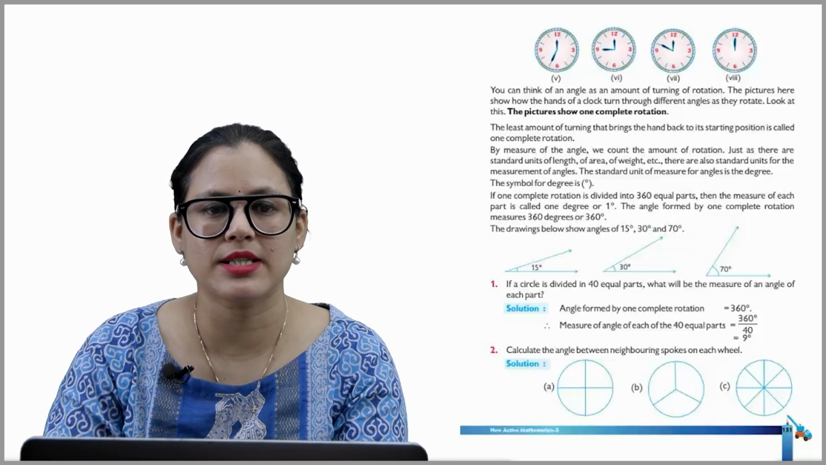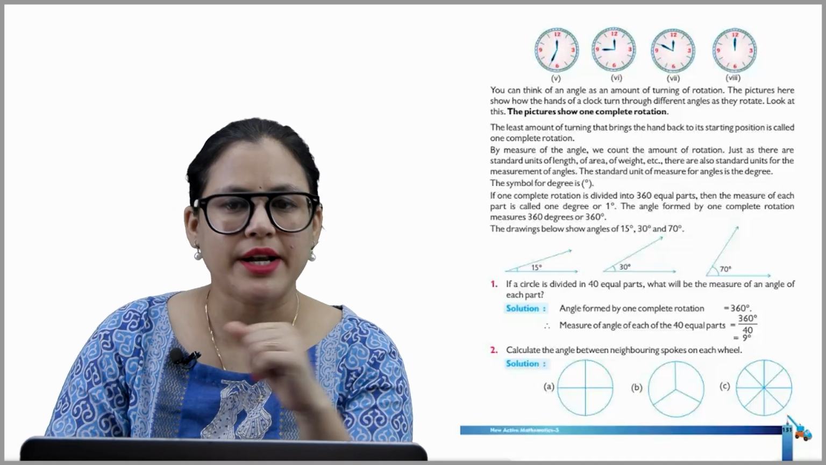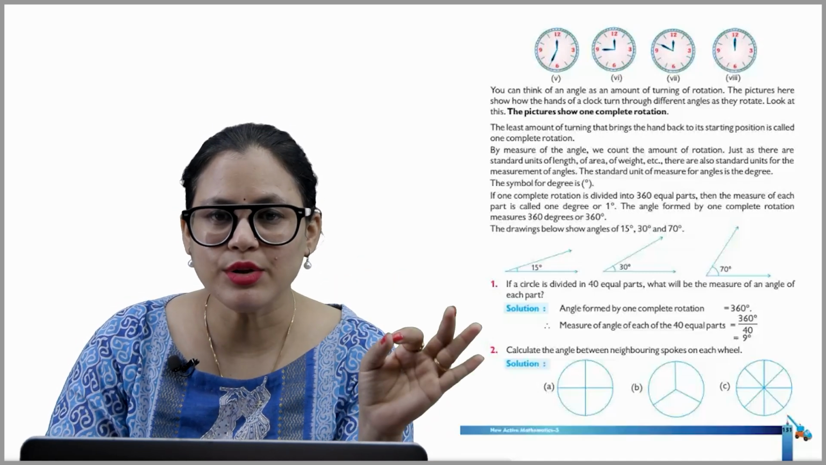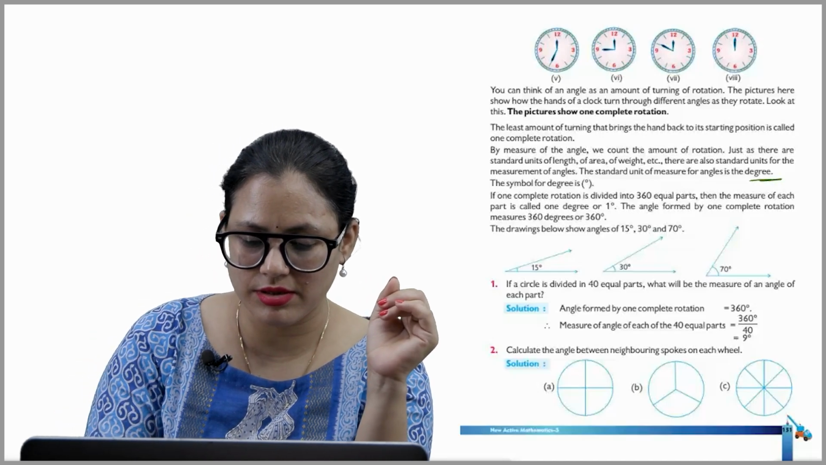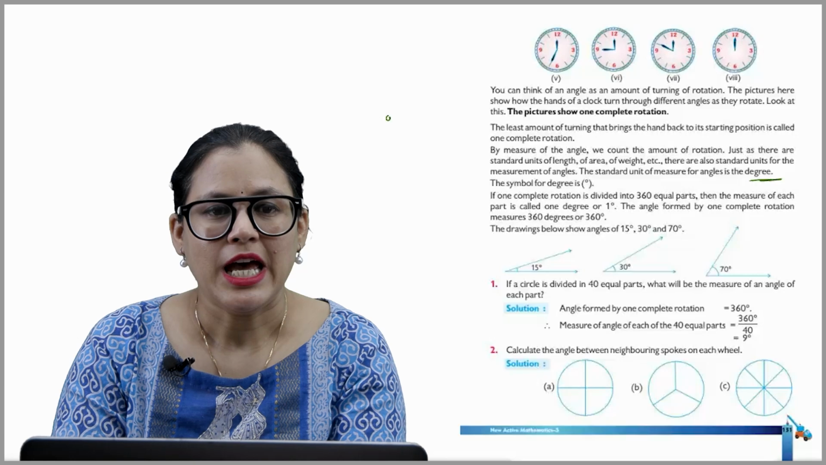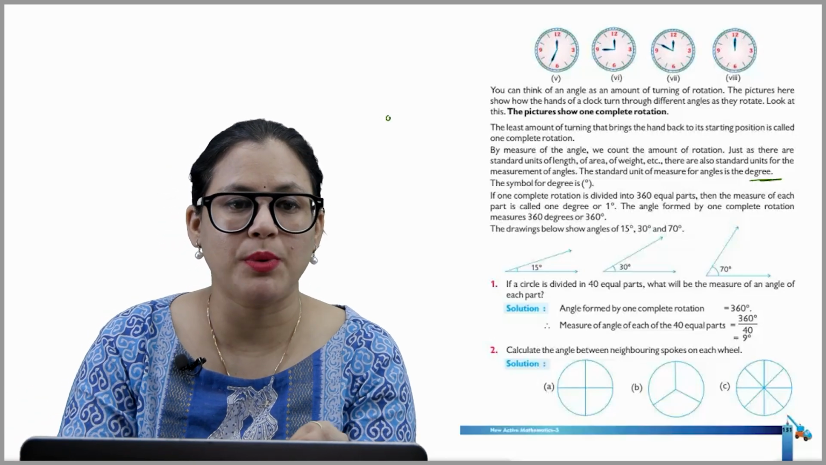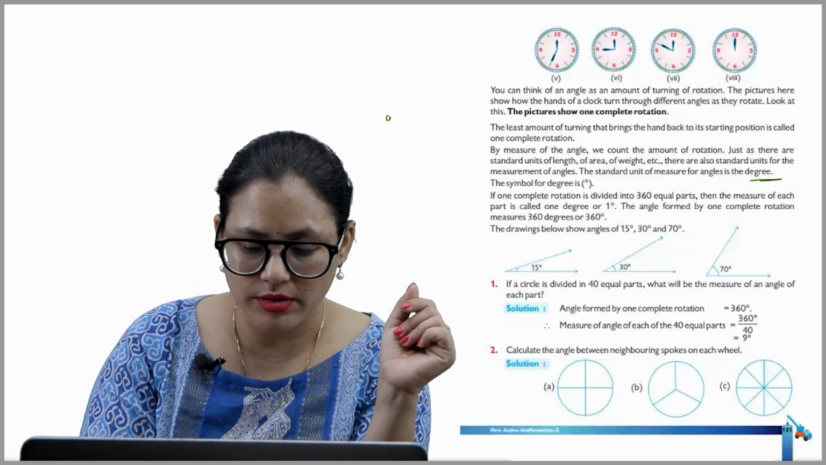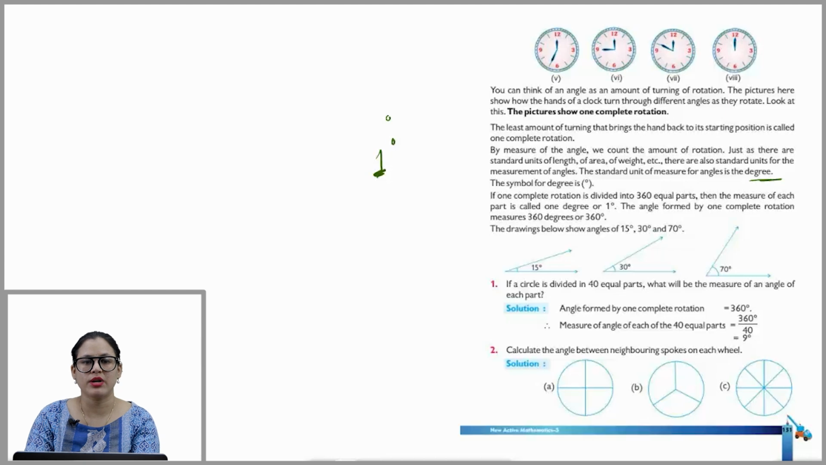Just as there are standard units of length, area, weight, etc., there are also standard units for the measurement of angles. The standard unit of measure for angle is the degree, and the symbol for degree is this. If one complete rotation is divided into 360 equal parts, then the measure of each part is called 1 degree. The angle formed by one complete rotation measures 360 degrees. The drawing below shows angles of 15 degrees, 30 degrees and 70 degrees.